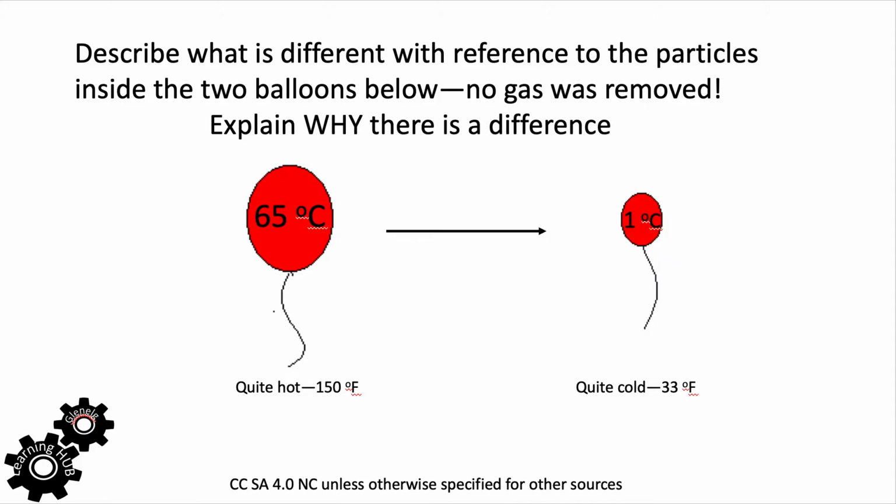The first one is in an environment at 65 degrees Celsius, and that's really quite hot. It would be water too hot to touch with your fingers. And it's being cooled down to 1 degree Celsius. And no gas is being removed, the pressure will be kept constant. Explain why there is a difference with reference to the particles inside the balloon.